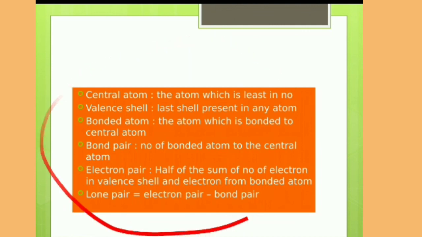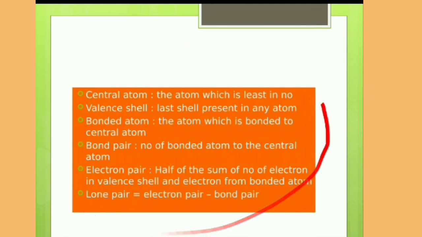Hope you all have understood hybridization, which is just intermixing of atomic orbitals, and the types of hybridization: sp, sp2, sp3, sp3d, sp3d2 and so on, and some basic terms which will be used in the valence shell electron pair repulsion theory, which are central atom, valence shell, bonded atom, bond pair, electron pair and lone pair.